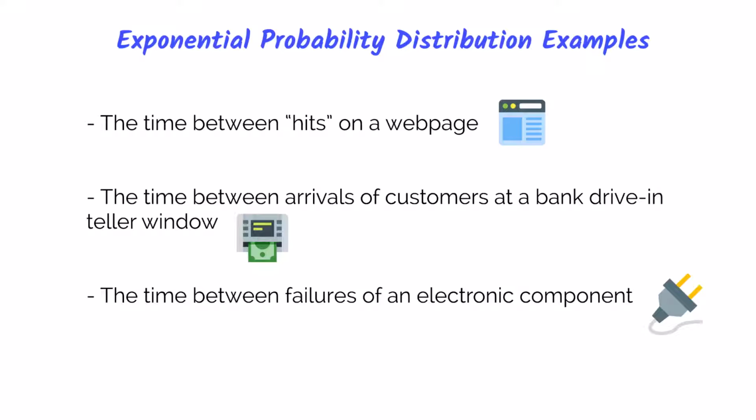For example, is our web page getting enough hits? Do we have enough tellers for all of our arrivals of customers to a window? And then lastly, is the time in between failures a long time or a short time? And does something need to be fixed in a particular component?